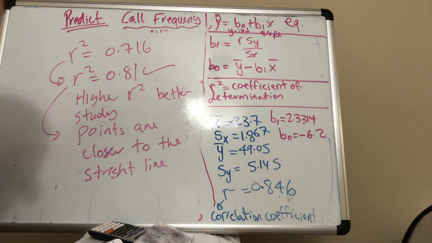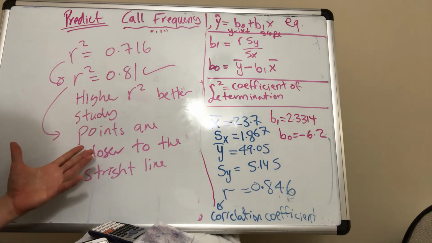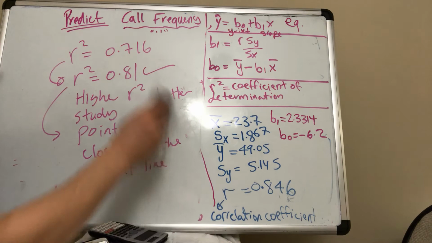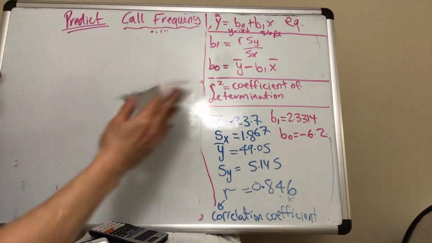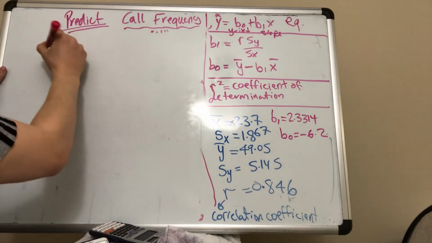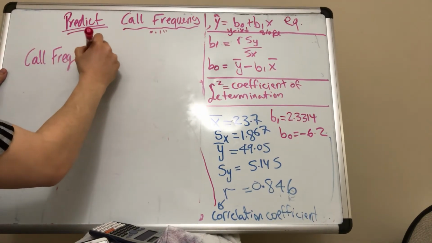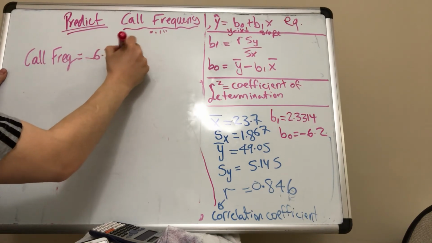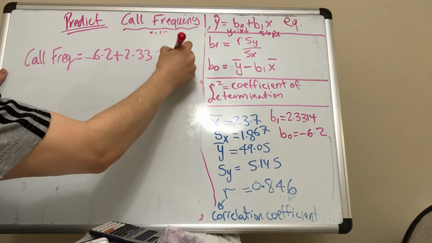And then they tell you the last question here, or part E of this. So remember, we have call frequency and temperature, and we found the relationship. I'll write down what the relationship is. We know call frequency is negative 6.2 plus 2.3314 times temperature.